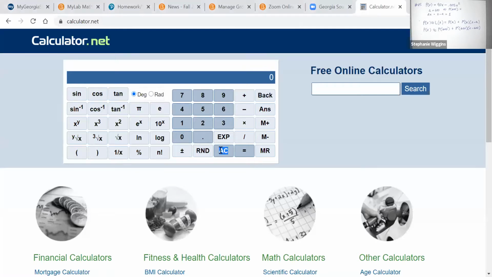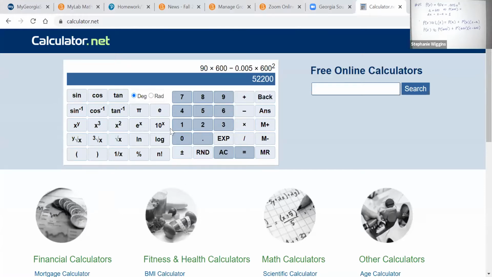So 90 times 600 minus 0.005 times 600 squared. So it's 52,200.